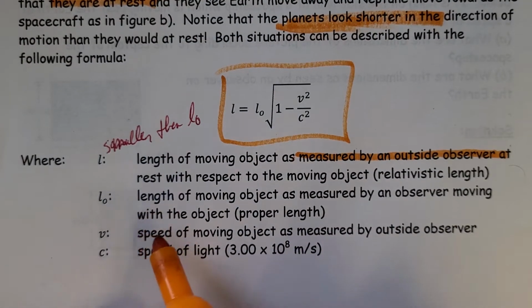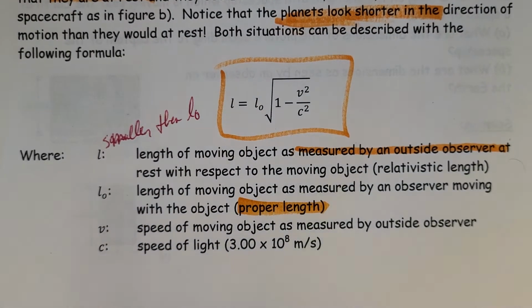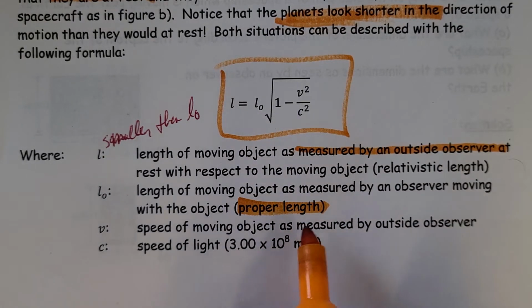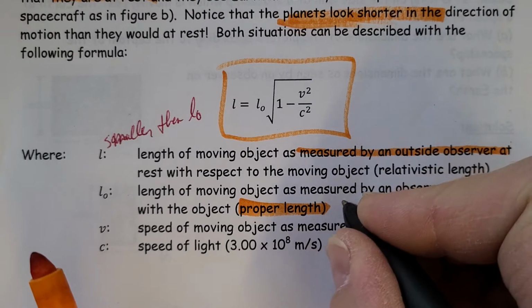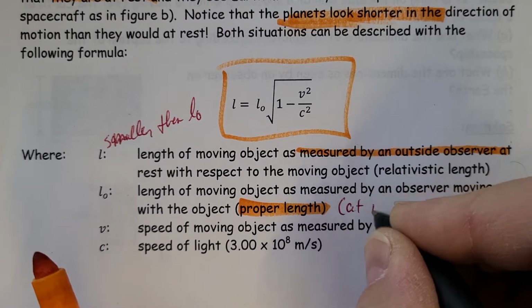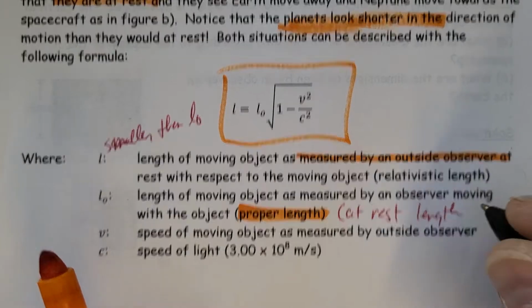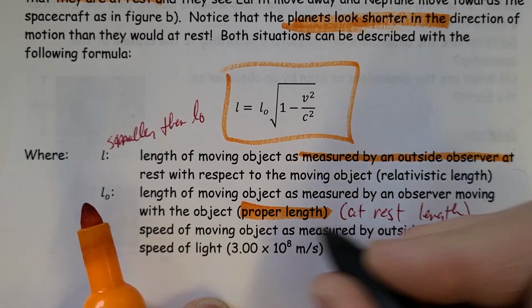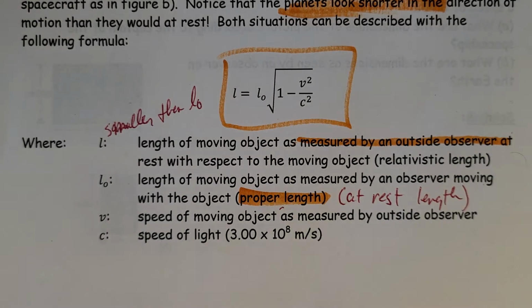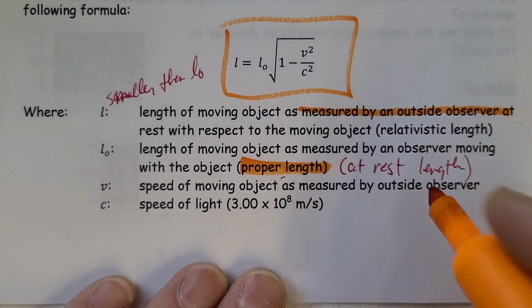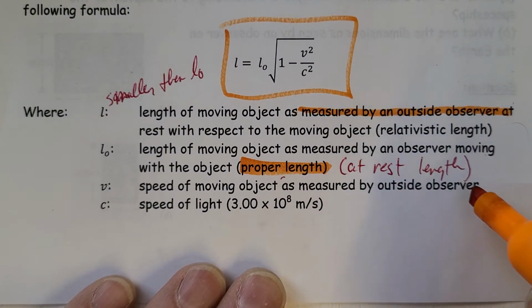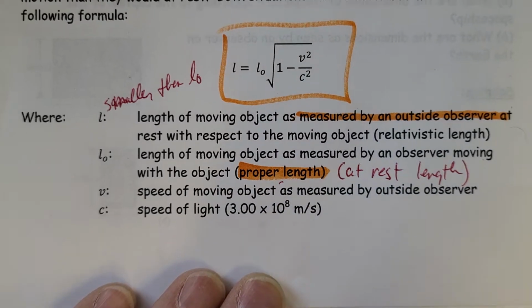And L naught represents the proper length: the length of an object as measured by an observer moving with the object. Or we could say that this is the at rest length. So sometimes it's referred to as proper length, the length that something should be. If it wasn't moving, how long would it be? And of course, v is the speed of the moving object as measured by an outside observer, and c, of course, is the speed of light.